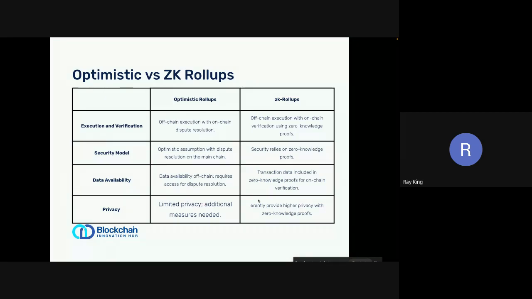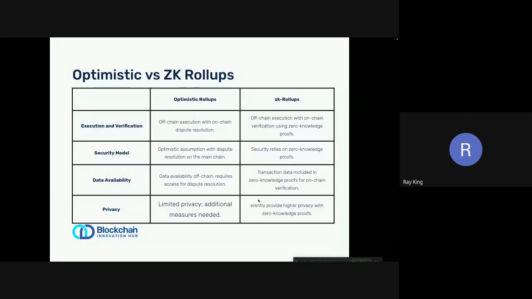The first one is execution and verification. For optimistic rollups, it is off-chain execution with on-chain dispute resolution. I've explained this: in case of fraudulent activities, you can submit those activities to the on-chain, and then the on-chain will resolve the dispute. For ZK rollups, it is off-chain execution with on-chain verification using zero knowledge proofs. So the primary blockchain would actually verify using zero knowledge proofs.